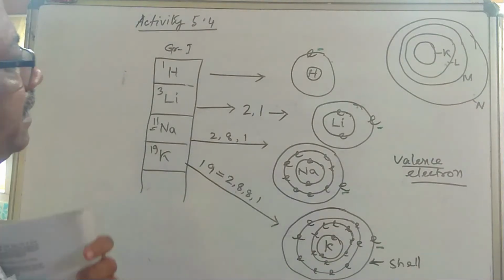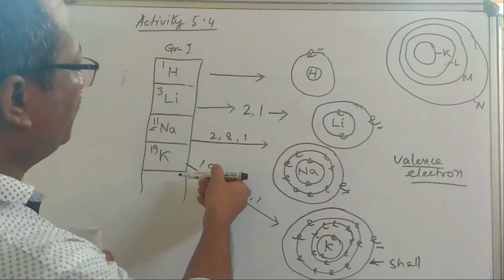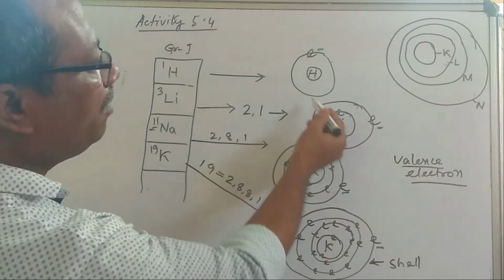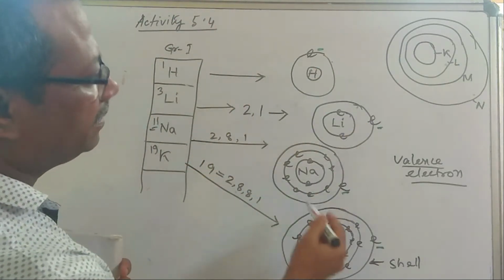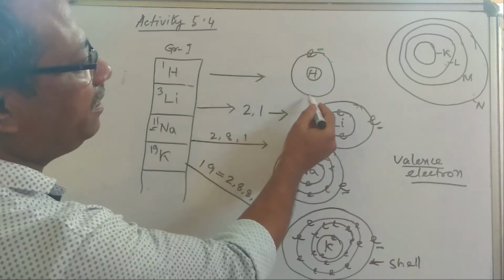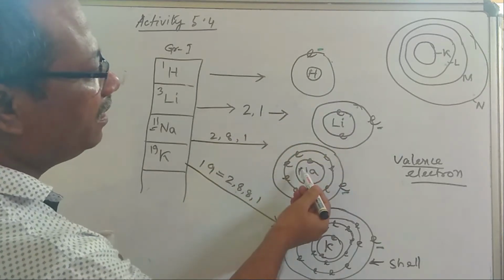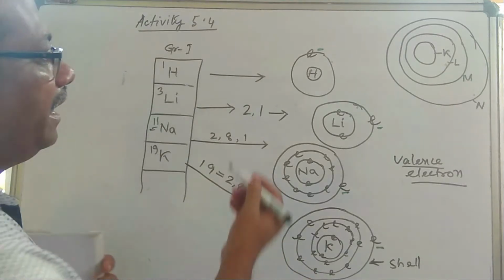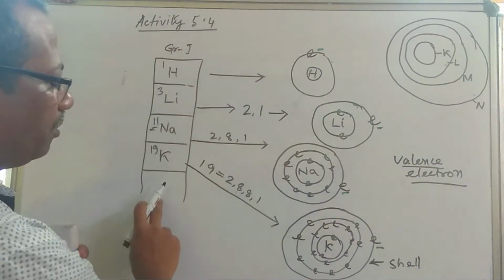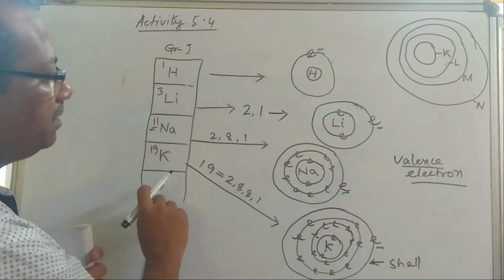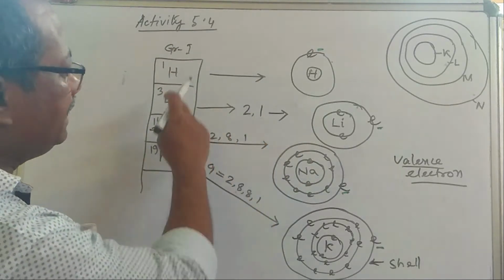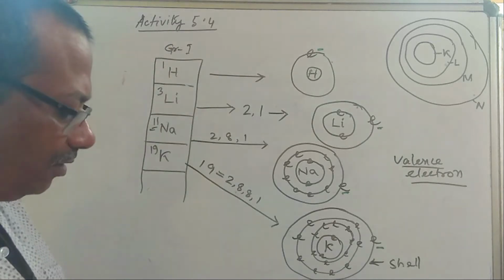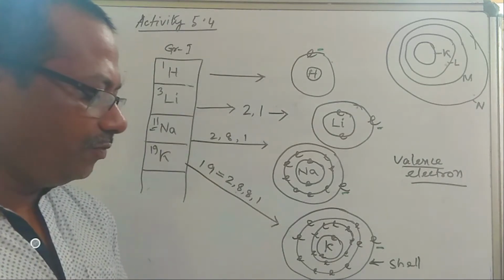Another thing we have noticed is that from top to bottom, when we move in a group, the number of shells increases. Here there is only one shell, here there are 2 shells, here there are 3 shells, here there are 4 shells. As we move downwards, the number of shells increases in each period by 1.